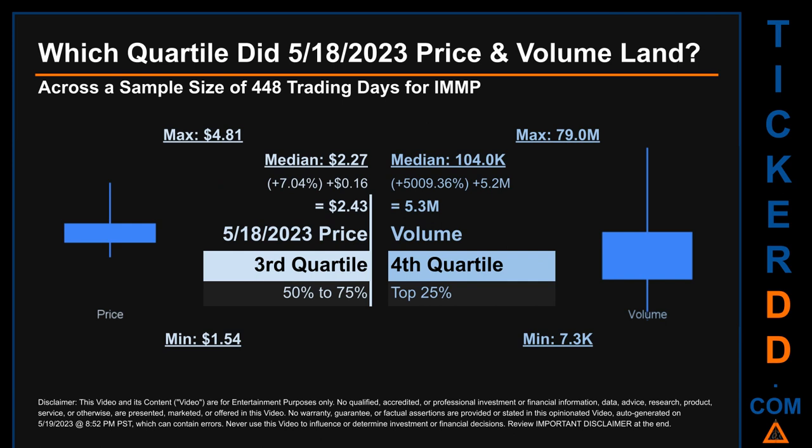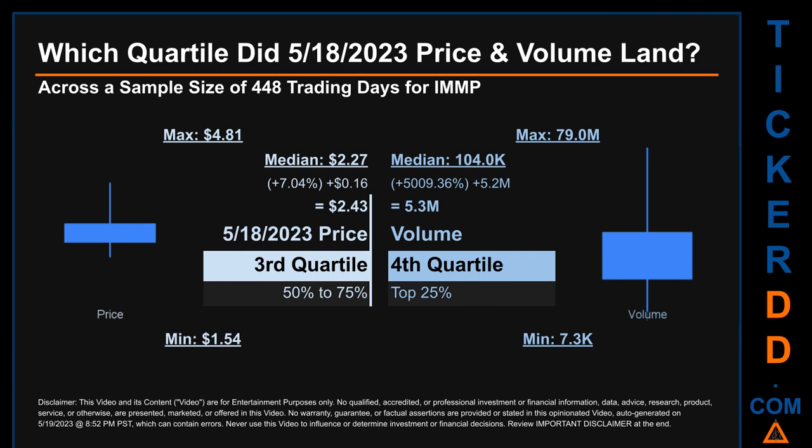Which quartile did May 18, 2023 price and volume land? Across a sample size of 448 trading days, the maximum end-of-day price for IMMP was $4.81 while the minimum was $1.54. Within that price range, May 18, 2023 price, of $2.43, landed within the third quartile, placing it within the 50% to 75% range of all sampled end-of-day prices.